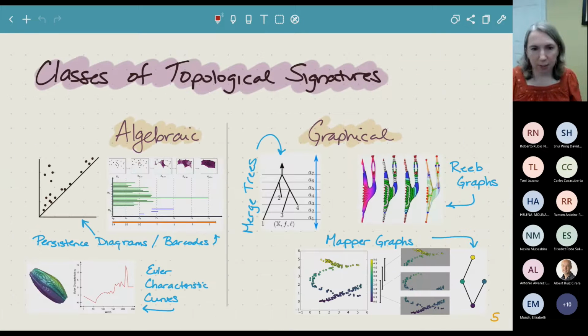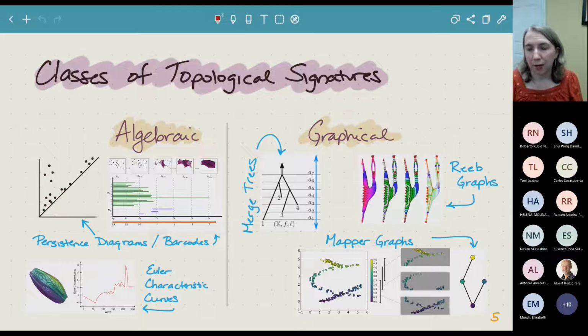For the purposes of today, we're going to look at at least one class of topological signatures. I like to think of a lot of the tools that come out of TDA, and this is by no means a full list, as split up into two piles. There are the algebraic sorts of objects, and that's what we're going to mostly discuss today. These are things like persistence diagrams or barcodes, if you've seen those show up in places. We're going to do a lot of stuff with Euler characteristic curves in this discussion.